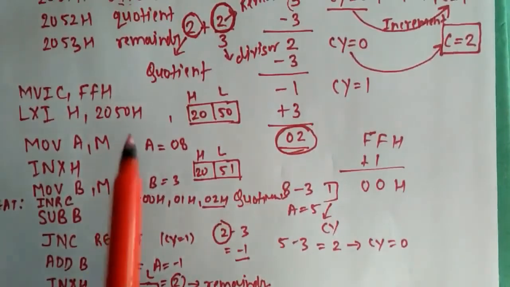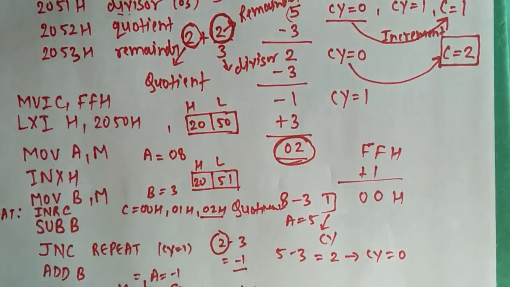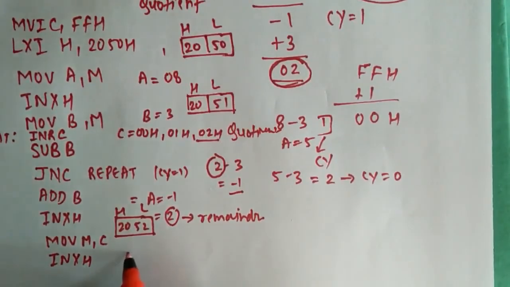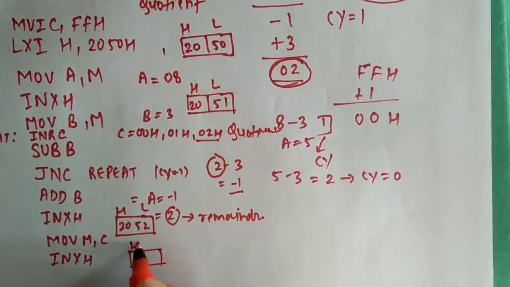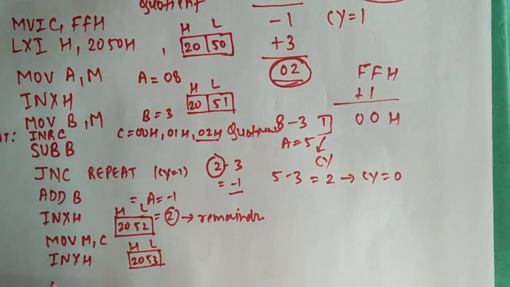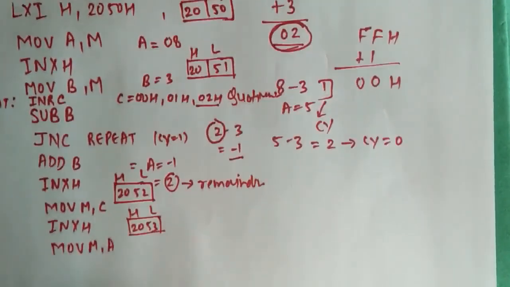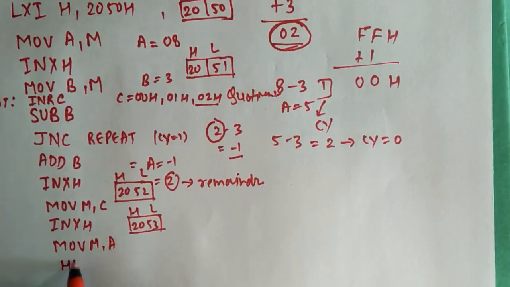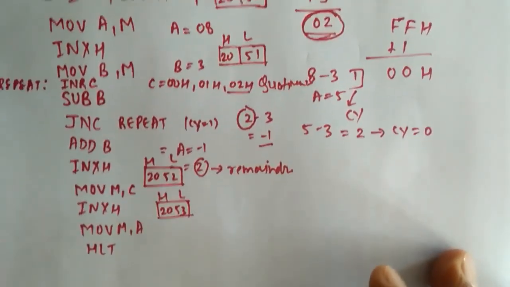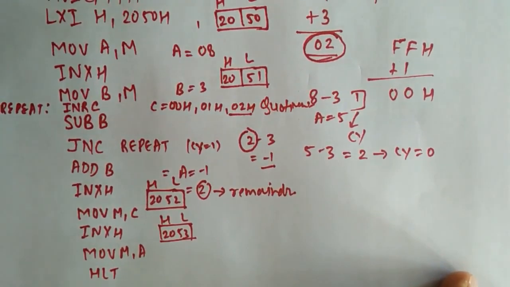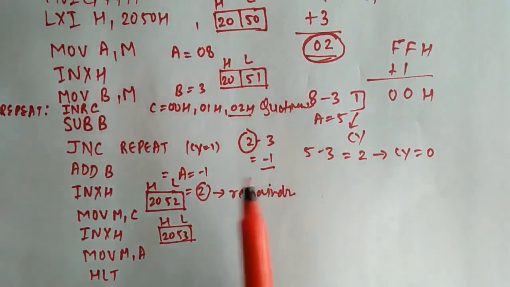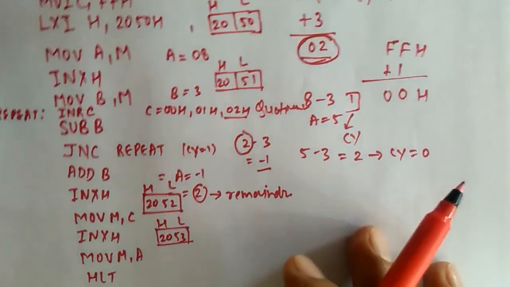and on the next memory location we had to store the remainder at 2053H. So by writing INX H, the value of HL will be 2053H. Okay, and so now we are going to copy the content of accumulator to the memory, and after it is HLT. So this was the program for division of two 8-bit numbers using 8085 microprocessor, and I think it was very easy.